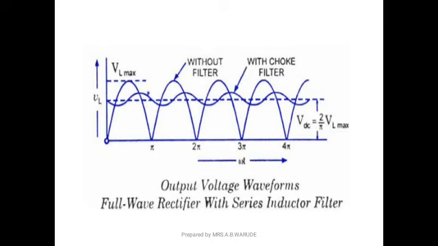And these are the output waveforms for the series inductor filter. Here are the waveforms without a filter, and when we use the choke filter, that is the series inductor filter, the output is like this.